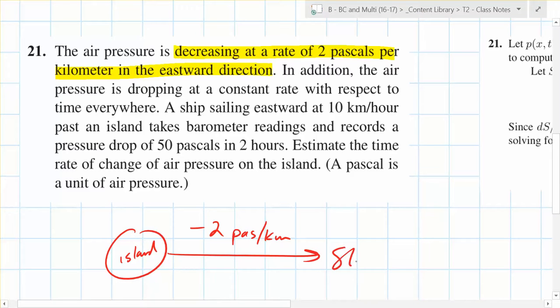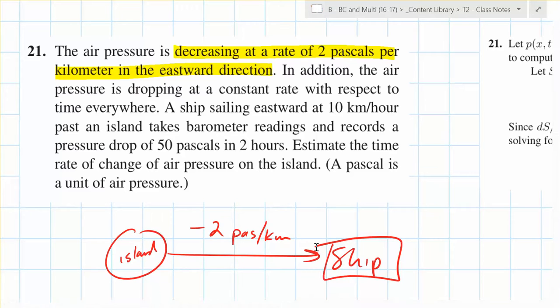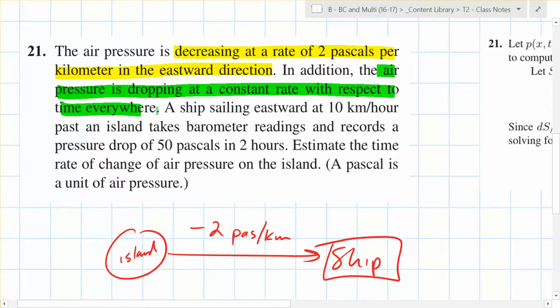Okay, you're on your ship here. In addition, the air pressure is dropping at a constant rate with respect to time everywhere. Does that make sense, everybody? So regardless of where you are in relation to the island, the air pressure will decrease with respect to what? Time.